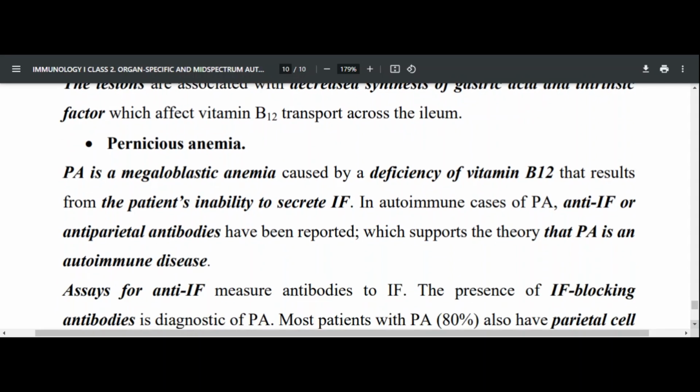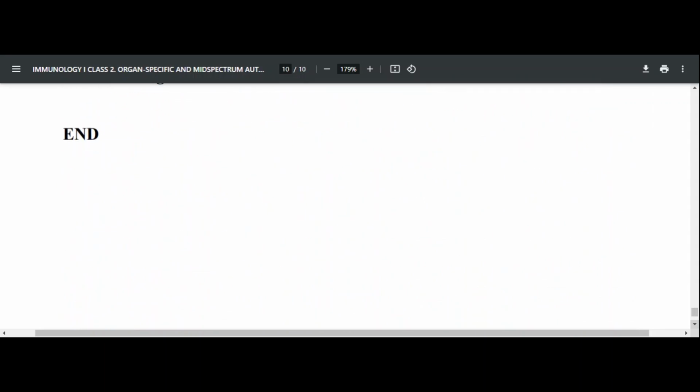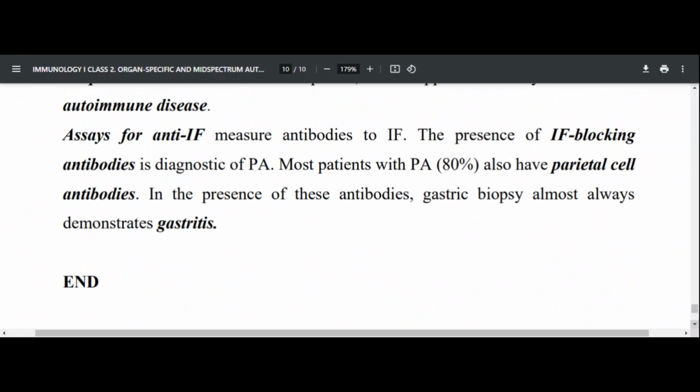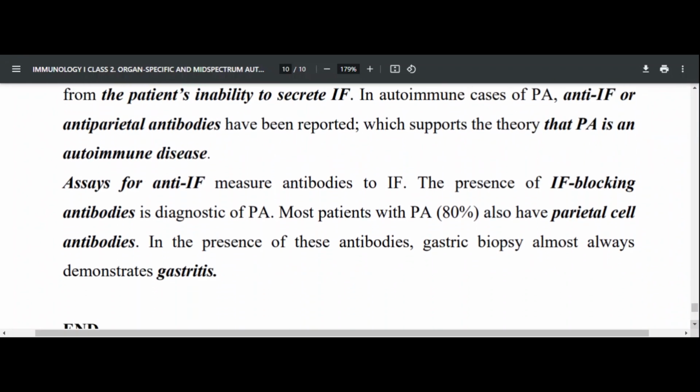Pernicious anemia is normally associated 100% with antibody against intrinsic factor. Those are the intrinsic factor antibodies, and those are also autoantibodies. Most patients with pernicious anemia also show parietal cell antibodies. So apart from antibodies against intrinsic factor, these patients also have autoantibodies against parietal cells of the gastric mucosa.